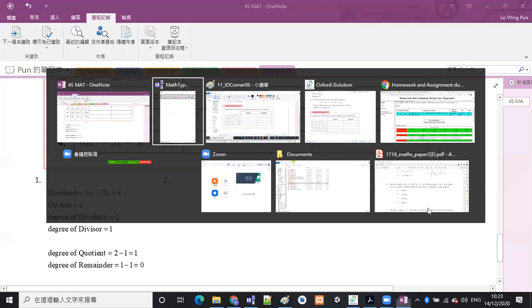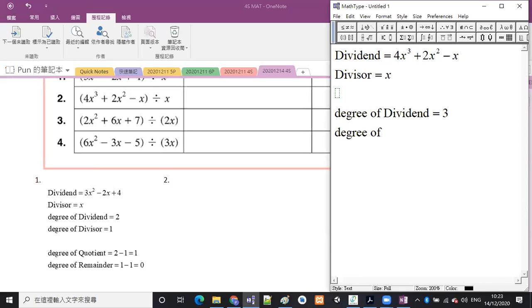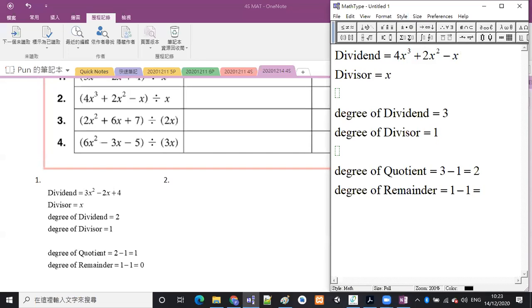And number 2, dividend is equal to 4x cubed plus 2x squared minus x. And then divisor is given to be just x, right? Okay. And then we just consider the degree of dividend is equal to 3. And degree of divisor is equal to 1. Then we can calculate the degree of quotient is equal to 3 minus 1, that is 2. And then degree of remainder is equal to 1 minus 1, that is 0.